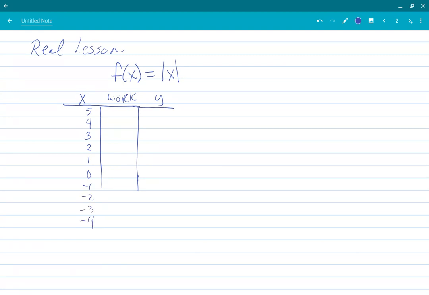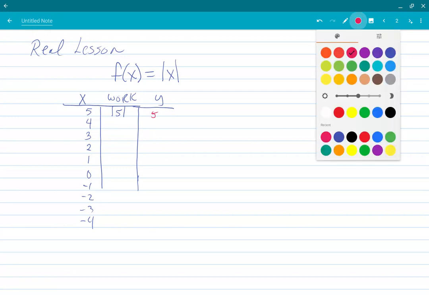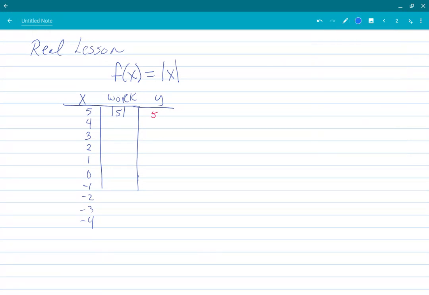And the work is, how far is 5 from 0? 5. Now, like I said, I don't really have to do this little piece, but I want you to see it. How far is 3 from 0? How far is 2 from 0? 1 from 0. How far is 0 from 0? How far is -1? How far is -2? How far is negative 3? How far is negative 4?